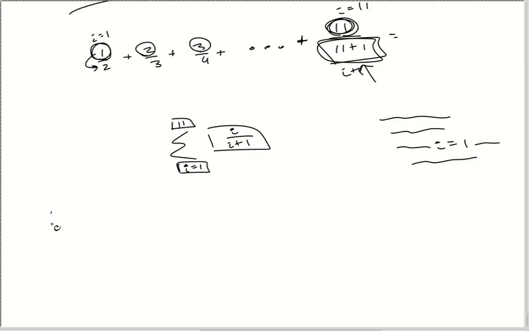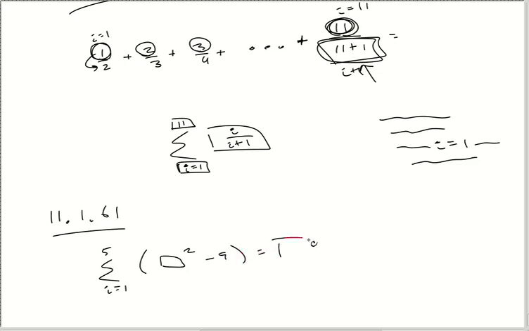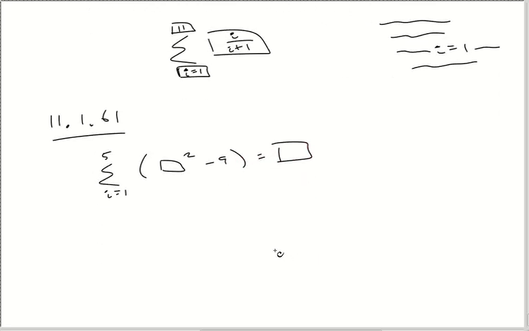Here's a weird problem. 11, 1, 61. They have summation i equals 1 to 5 of box squared minus 9 equals box. And actually, I don't know why they have a box right there. I think I boxed it. Normally, I don't do that. Okay, sorry. Hold on. It's not a box here. Whenever I see a box, I think, oh, obviously they're wanting me to fill that in. They have a c sub i, but I'm still going to circle it.